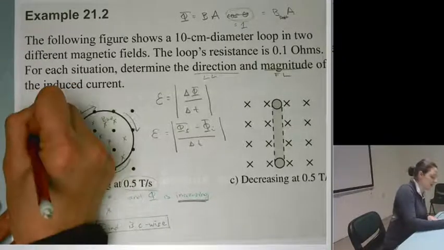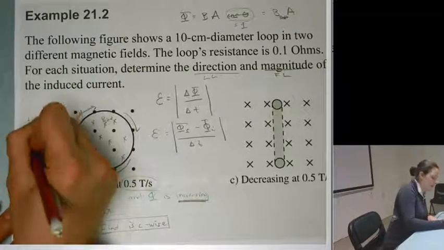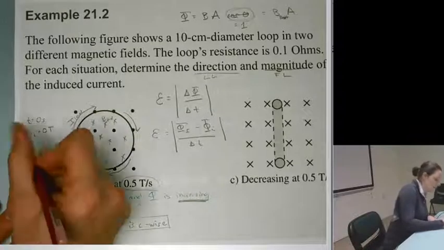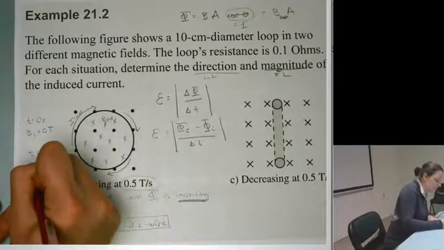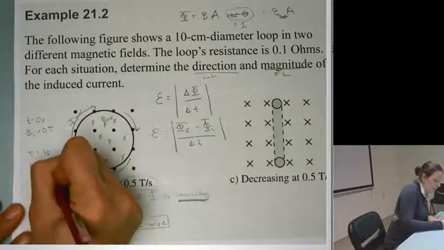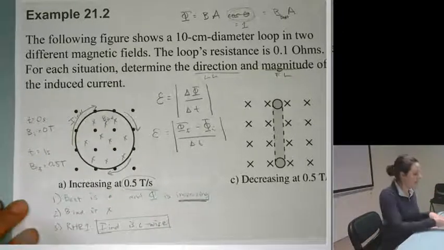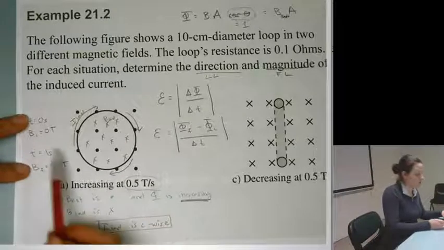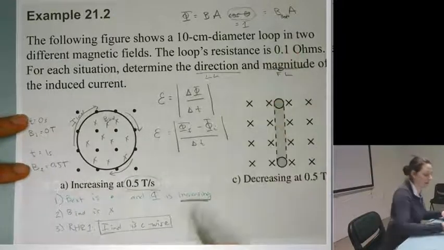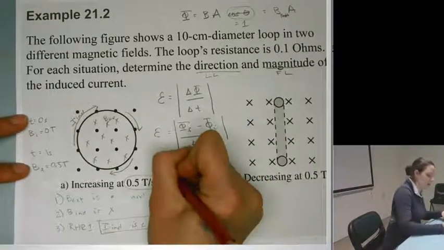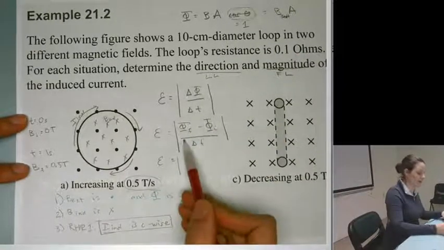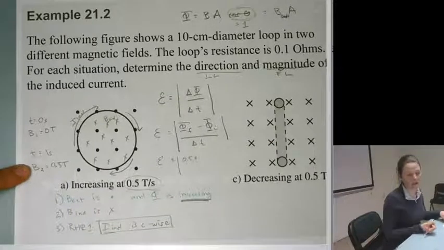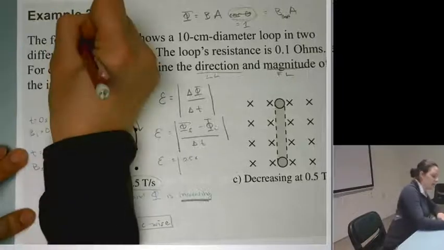So let's say that t equals 0 seconds and B initial is 0 Tesla. At t equals 1 second, B final is 1/2 a Tesla. We can make up any numbers as long as they follow this relationship right here. So let's use those numbers right here. The induced field is the final minus the initial, so that is 0.5 times the area. I suppose we should calculate the area up here.